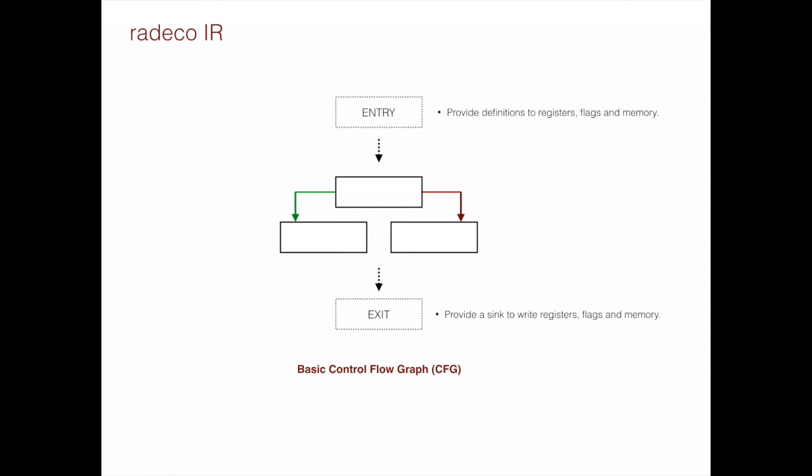So the entry node provides definitions to register flags and memories, which is used by the expressions later on in each one of the individual blocks. And exit provides a sync to write these registers, flags, and memories so that all the operations or all the modifications in the particular functions are recorded.